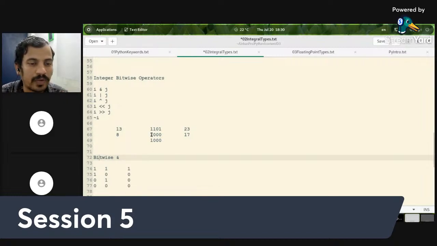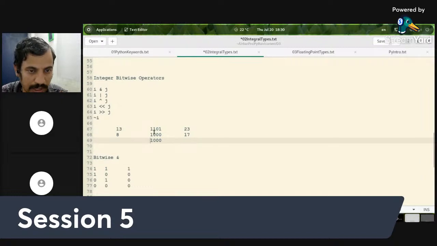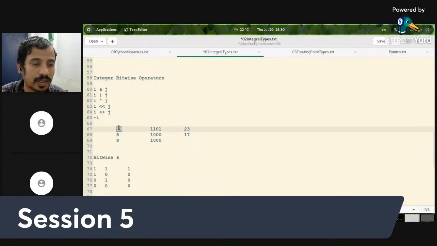So 1 and 1, the result is 1. 1 and 0, in the second position, result is 0. 0 and 0, result is 0. 1 and 0, result is 0. So the resulting value is 1000, which is 8 itself. But don't generalize that when I perform bitwise AND on two numbers, the result will be the second number. That need not be the case.